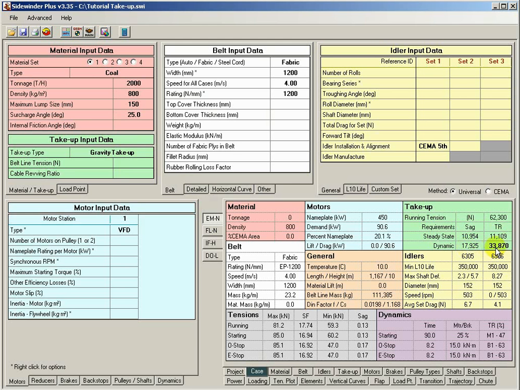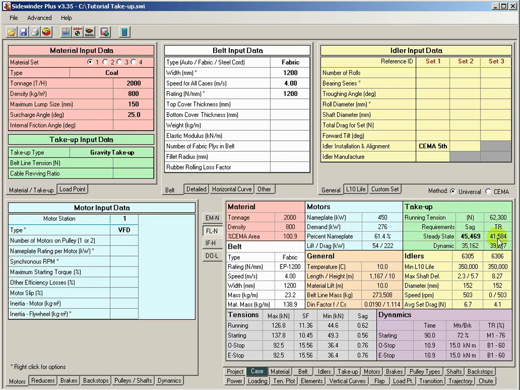And for starting and stopping, in this case it would be starting, we need a take-up tension of 33.8 kilonewtons. Okay, so that's our empty case. If we go to our fully loaded case, we can see that, in the empty case, the starting tension ratio requirement, that's what was governing it. In other words, that required the highest take-up tension.